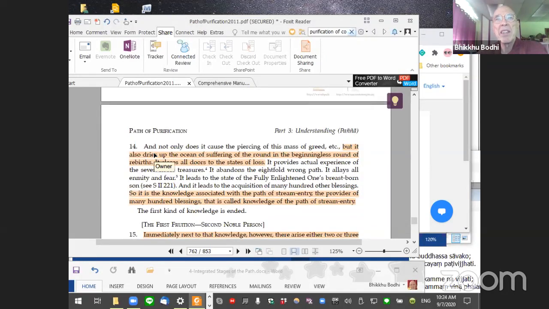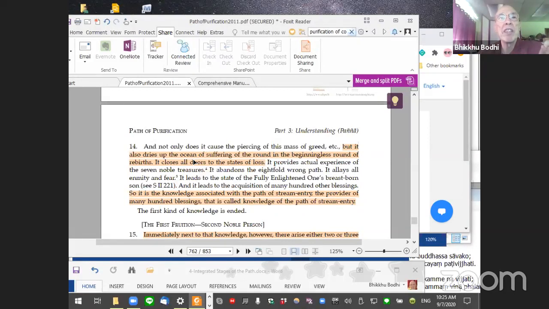Okay, now continuing, the text says that this path of stream entry dries up the ocean of suffering of the round and the beginningless round of rebirths, but it doesn't completely eliminate all future existence within samsara. Rather, what it does is ensure that one will not take more than 7 more rebirths, and then one will reach the end of suffering, the end of samsara. So that means that at most there are 7 more existences.